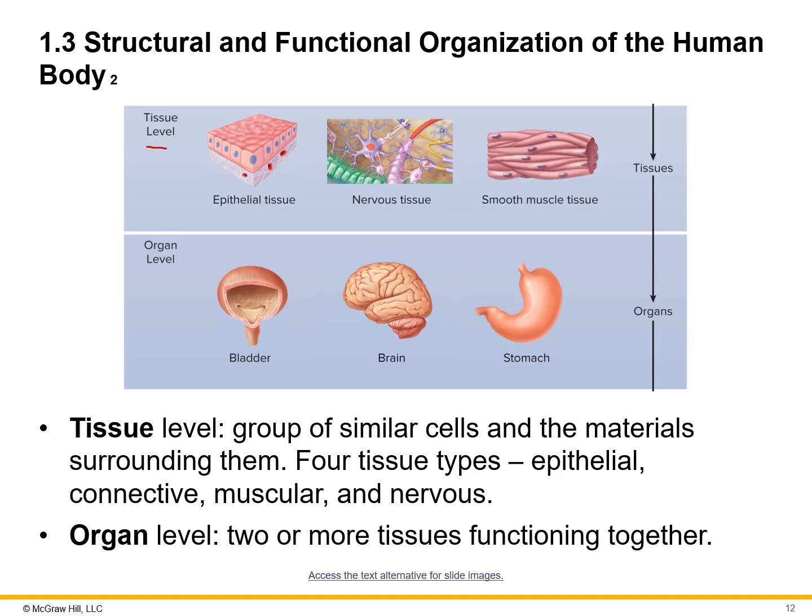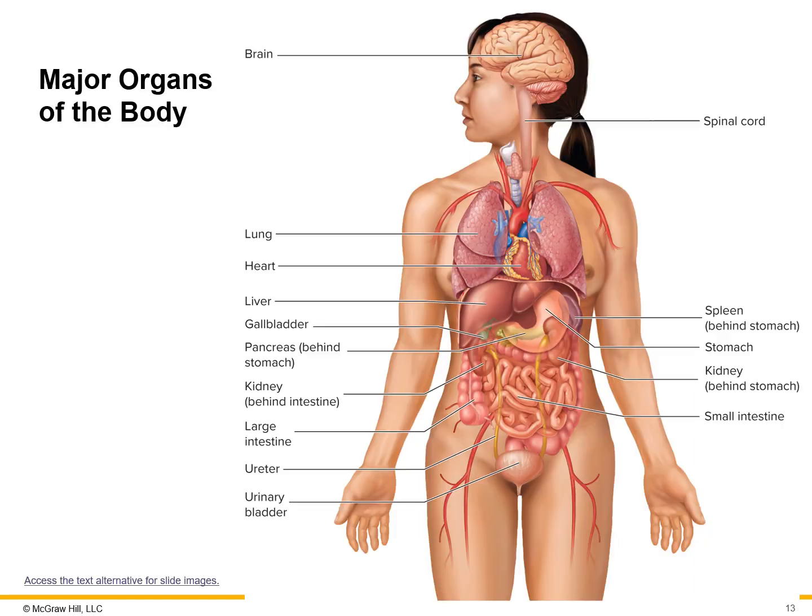Then we move into the tissue level. So tissues are just groups of similar cells that are working together. So epithelial tissue, nervous tissue, for example, and we'll be looking at these throughout the semester. Then those tissues come together to form our organs, which are just functional units or tissues that are working together. So of course our brain, stomach, the bladder, made up of lots of different tissues. Each tissue made up of lots of different cells, cells made up of lots of different atoms and molecules.